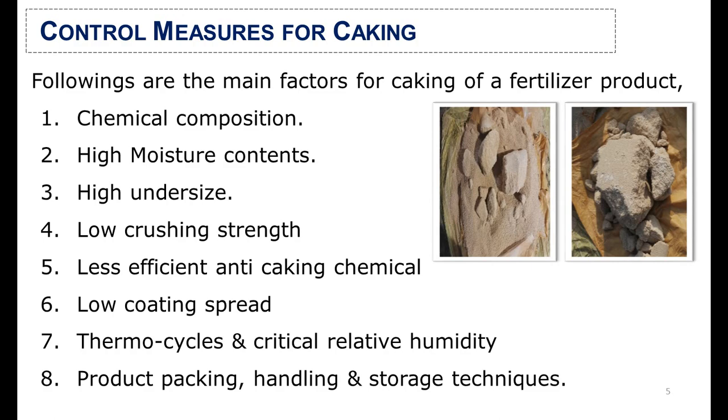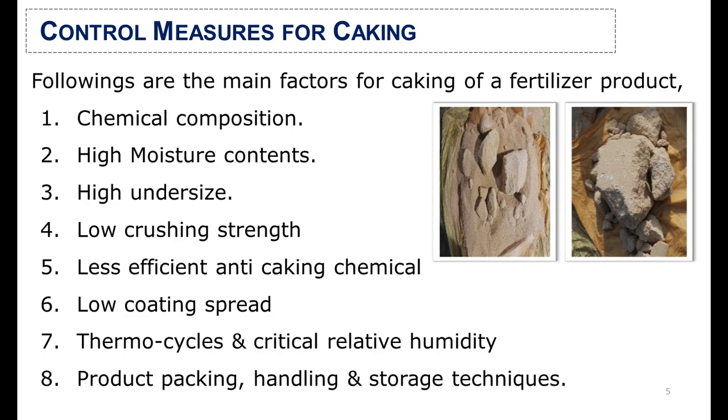Following are the main factors which affect the caking of a fertilizer product, and by taking proper measures on these factors, the caking tendency of a fertilizer can be reduced. First one is the chemical composition, that there must be a proper fraction ratio of ingredients. Second is the high moisture content of a fertilizer product. Third is the high undersize in a final product. Fourth is the low crushing strength of a prill or a granule.